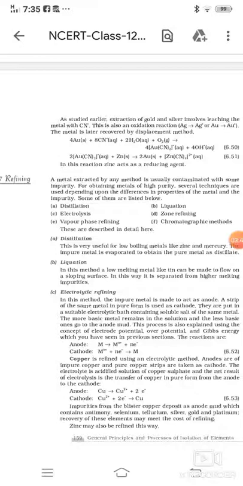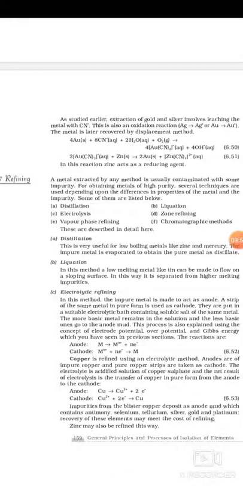Third method is electrolytic refining. In this method, the impure metal acts as anode and a strip of the same metal in pure form is used as cathode. They are put in a suitable electrolytic bath containing soluble salts of the same metal. The more basic metal remains in the solution and the less basic one goes to the anode mud.